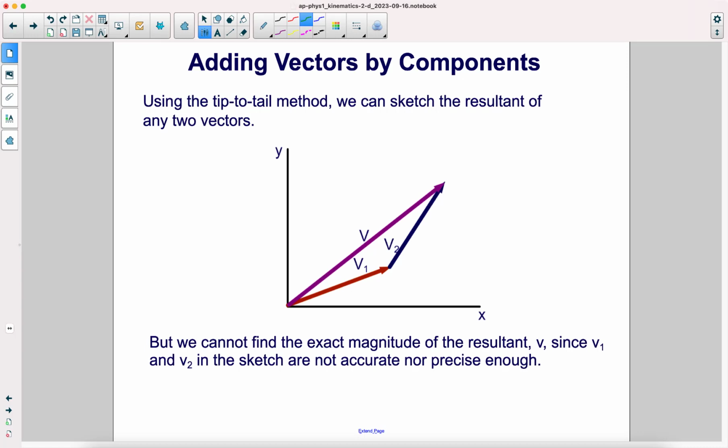Using the tip to tail method, we can sketch the resultant of any two vectors, but we cannot find the exact magnitude of the resultant v here, since v1 and v2 in this sketch are not accurate nor precise enough.